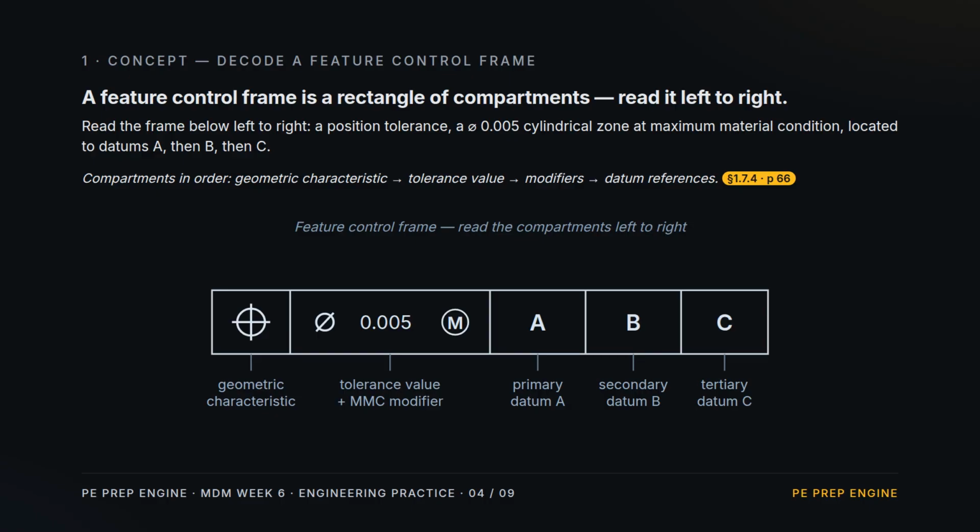Concept 3. The feature control frame. Read it left to right, the geometric characteristic symbol, then the tolerance value with its diameter and modifier, then any applicable datum references in order. Here, a position tolerance, a 5,000th diameter zone at maximum material, located to datums A, B, and C.